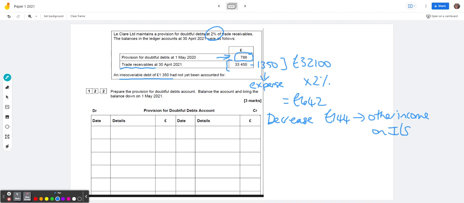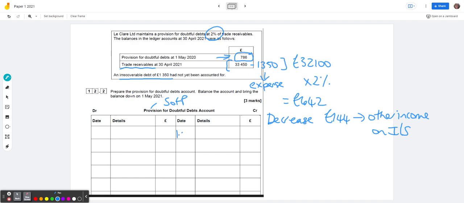They're not asking us for details of what's going to go in the income statement, though. They want us to complete the provision for doubtful debt. So this is the one that goes on the statement of financial position. So it's the same as a provision for depreciation. It reduces the value of an asset.